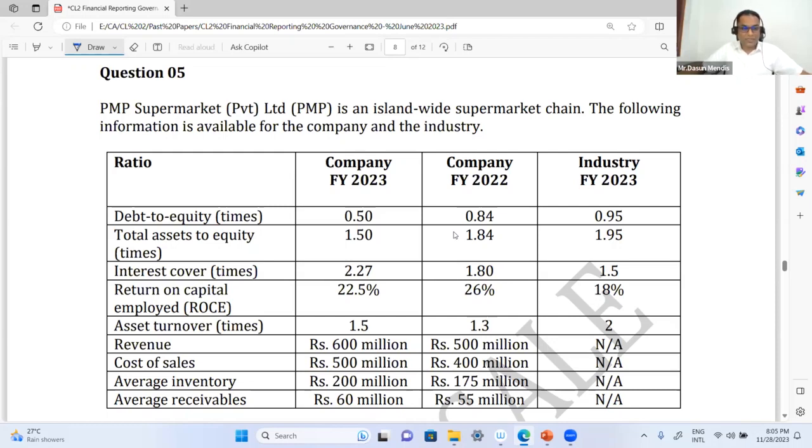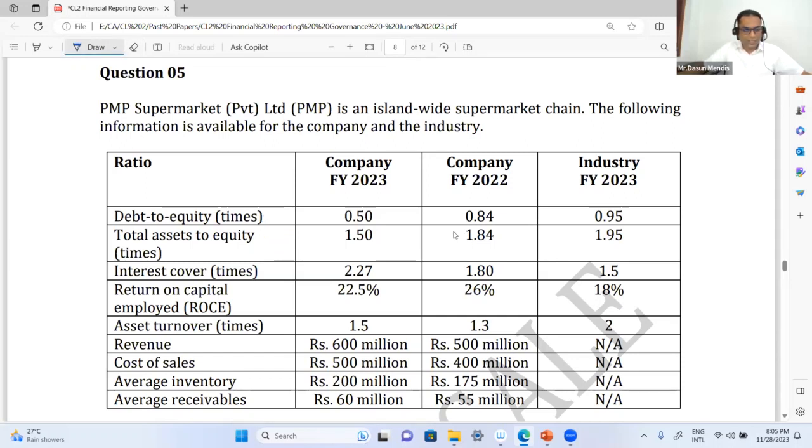Now, if you look at the first two, that is very simple and straightforward. In the first ratio, you take debt divided by equity. Then the second ratio, asset to equity. That is not a common ratio. Asset divided by equity, in this way.